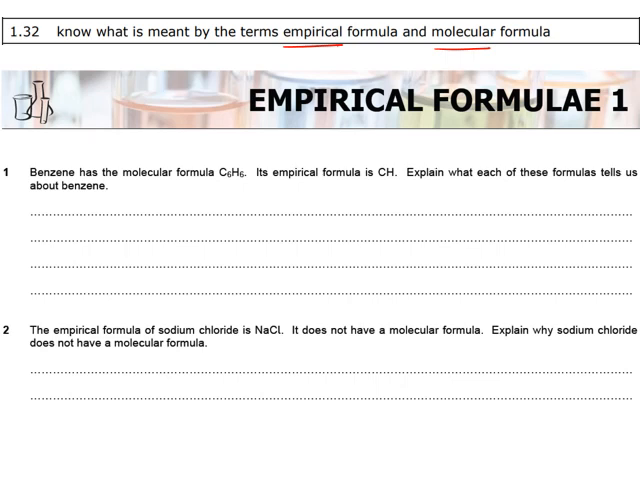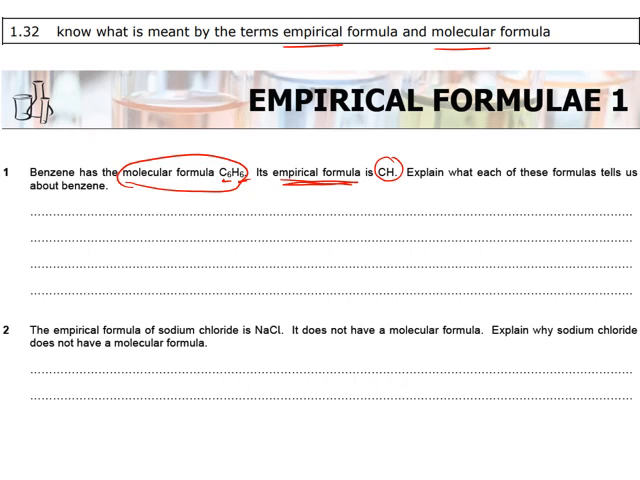So for the first answer here, the molecular formula of benzene tells us that in a molecule of benzene there are 6 carbon atoms and 6 hydrogen atoms, whilst the empirical formula tells us the ratio of carbon to hydrogen atoms, so there's 1 carbon per hydrogen.